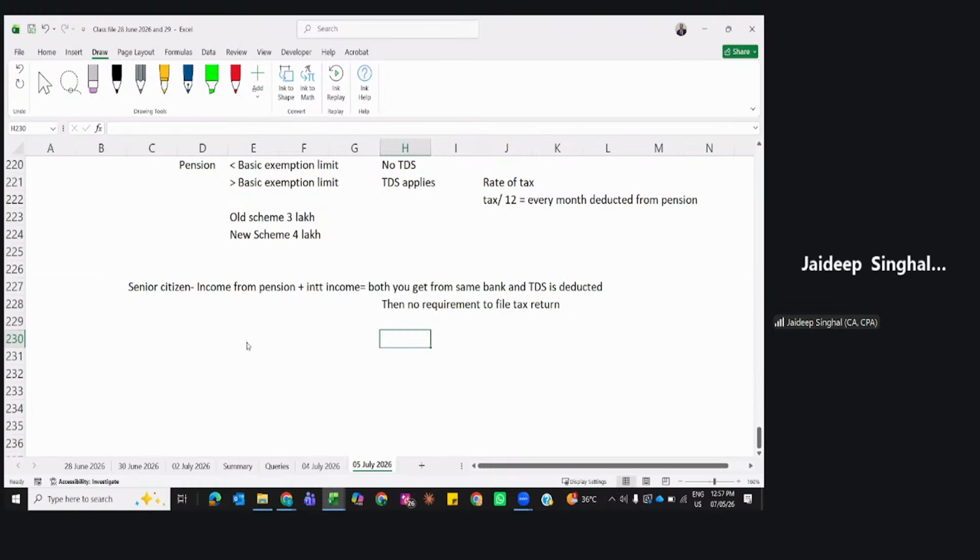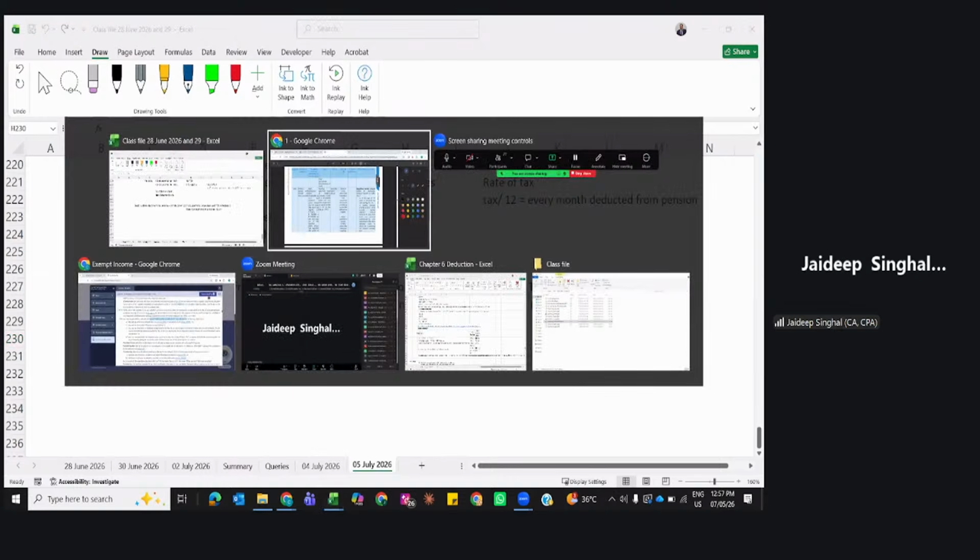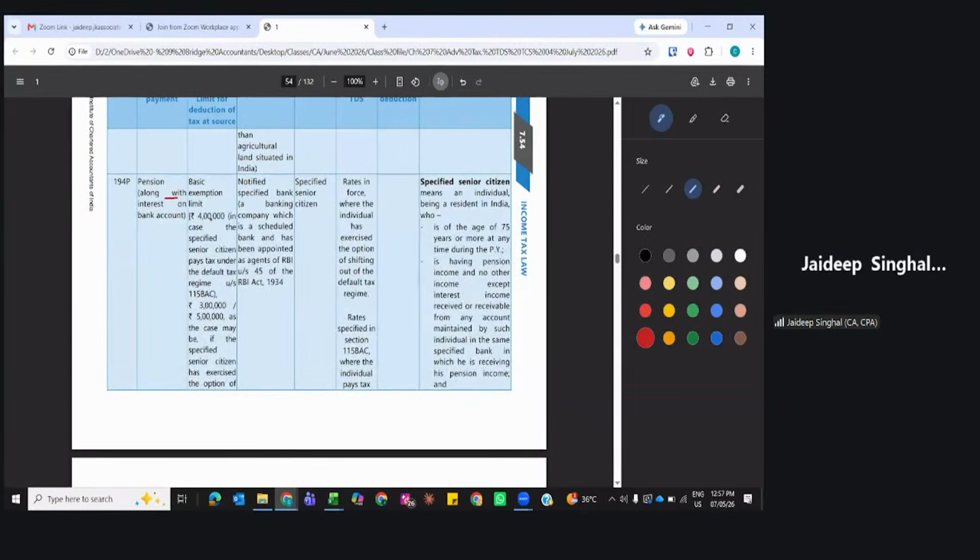Let's see this in the book. Pension along with interest on account, basic exemption limit 4 lakh, 3 lakh or 5 lakh, super senior it's 5 lakh. You are getting from the notified specified bank, specified senior citizen is getting rates in force as per the old scheme or new scheme, whichever you follow. What is a specified senior citizen?